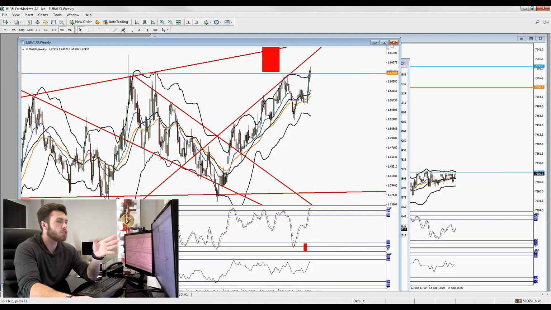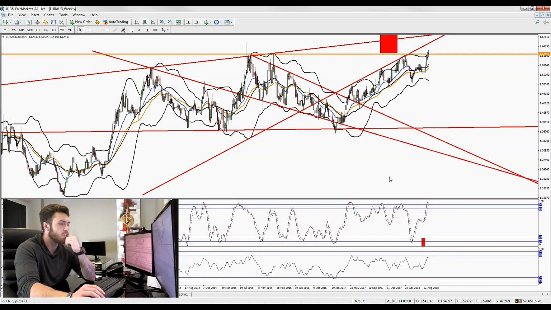I am currently short on the Euro Aussie dollar. I'm currently long New Zealand dollar Swiss franc, and the UK 100 trade, so on the FTSE 100, is a trade I'll probably be taking in the market open on Monday, and I will explain to you why I'm not in that trade yet. So to start off with, I'm going to go on to the first trade that I've got on the chart.